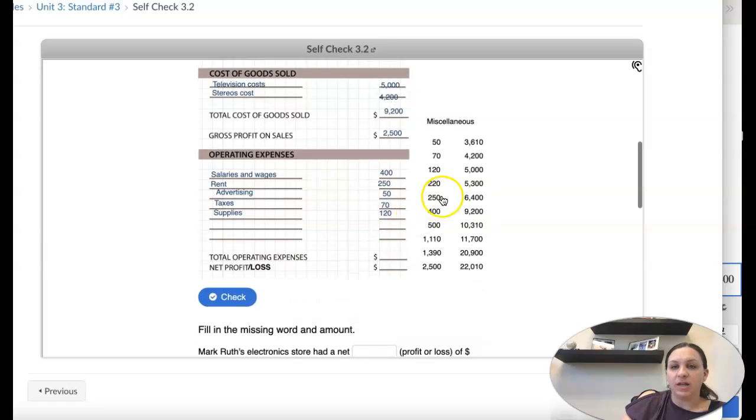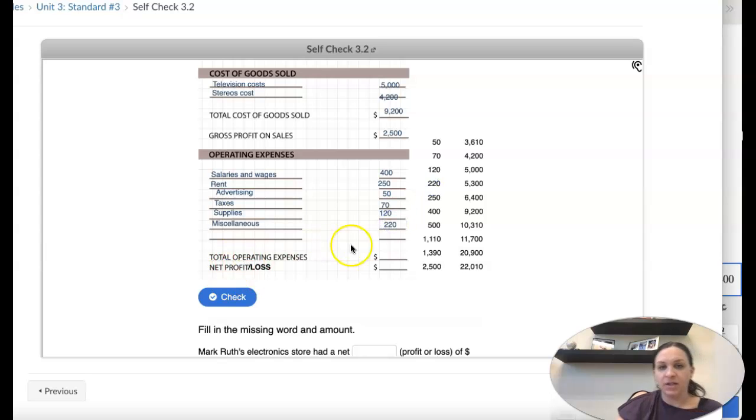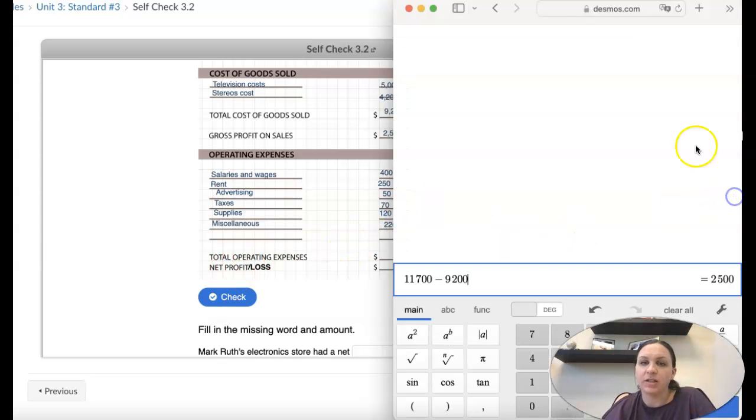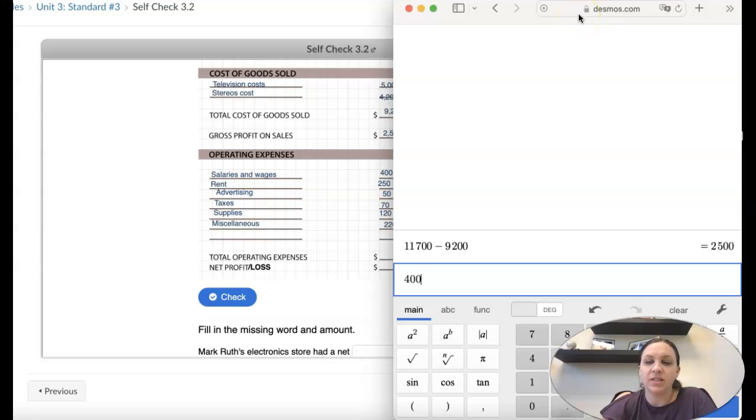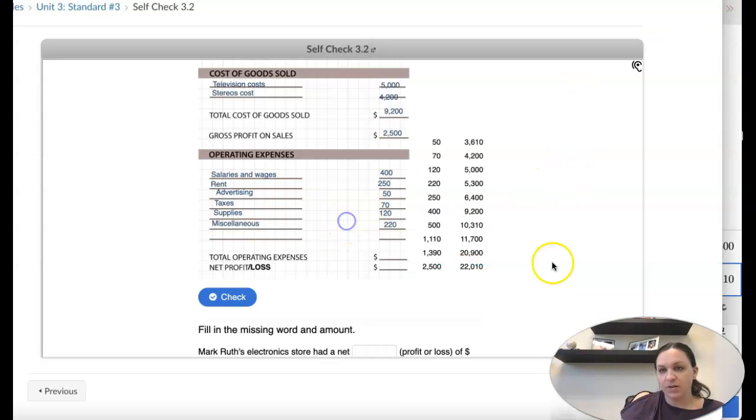Miscellaneous, $220. Okay, so now it's asking, what is the total operating expense? So all these numbers that we just dragged and dropped in, I'm going to add them up. So our total operating is $1,110.